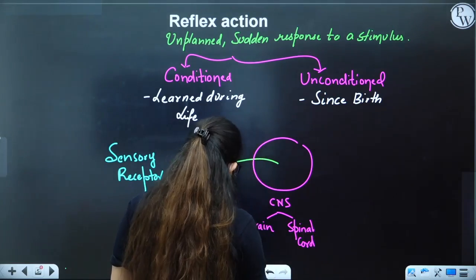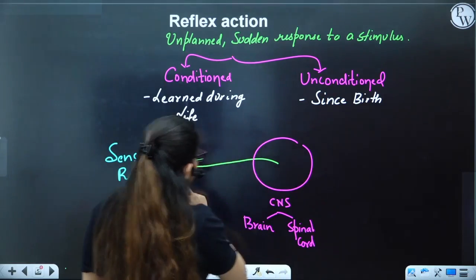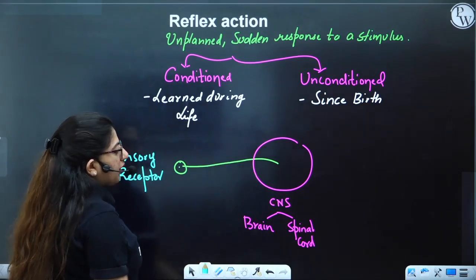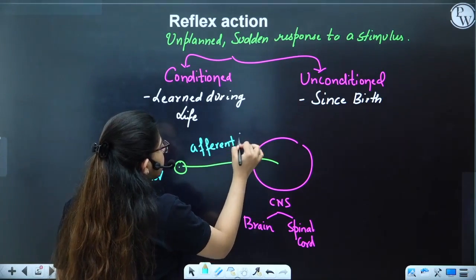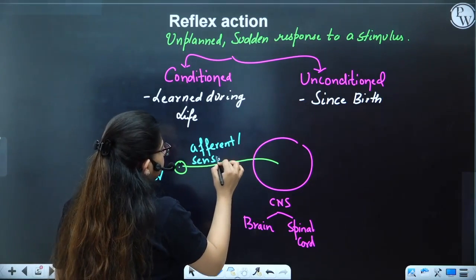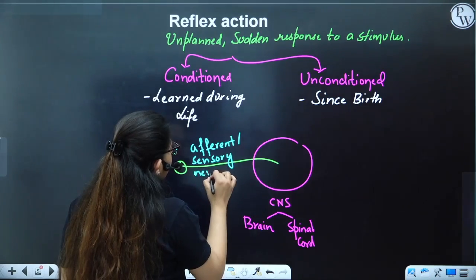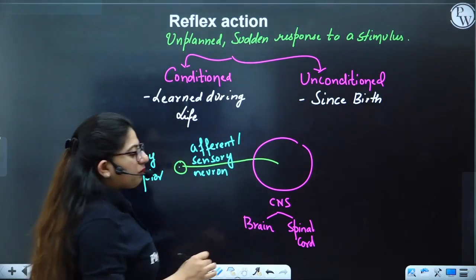Now, from the sensory receptor, which neuron is giving impulse to the CNS? This is the afferent neuron. What are afferent neurons? These are sensory neurons.